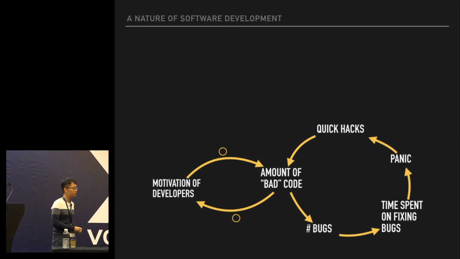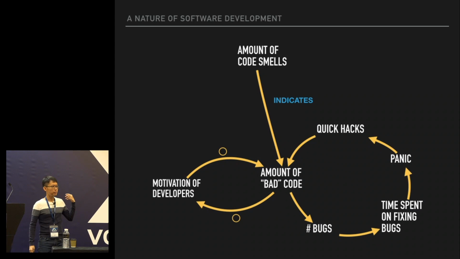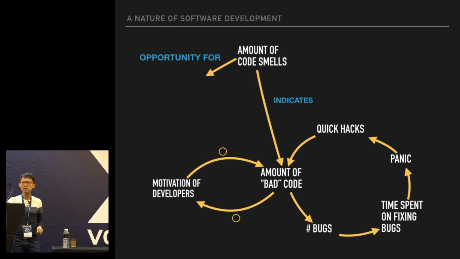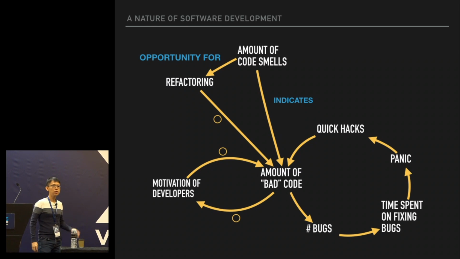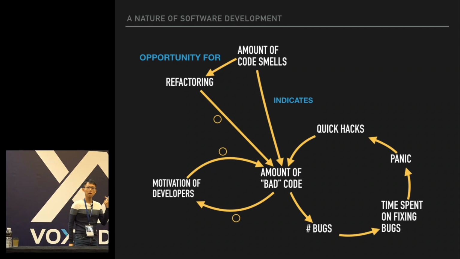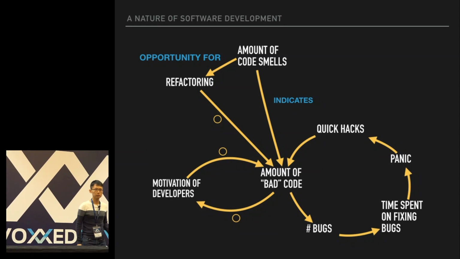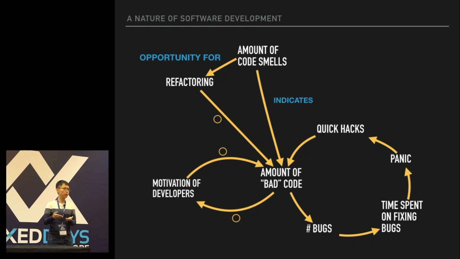Based on this vicious cycle dynamic, if we learn how to smell the code, something I call code smells, I'll come back to that later, it helps us identify or flag what is bad code. That itself provides us the opportunity for refactoring. Refactoring can reduce the amount of bad code. Reducing the amount of bad code can reduce the amount of bugs, the time span, the panic, and quick hacks. I'm not saying that refactoring is the only way. There are many other ways, like better product discovery, and so on and so forth.